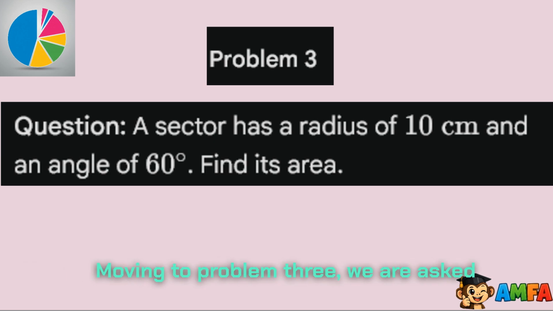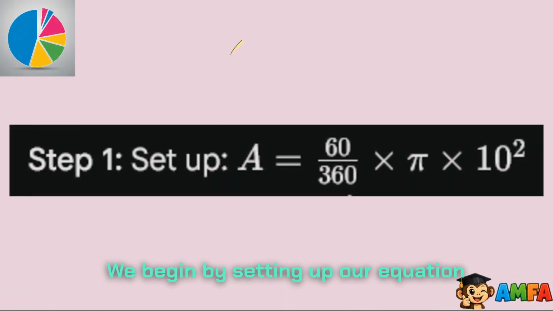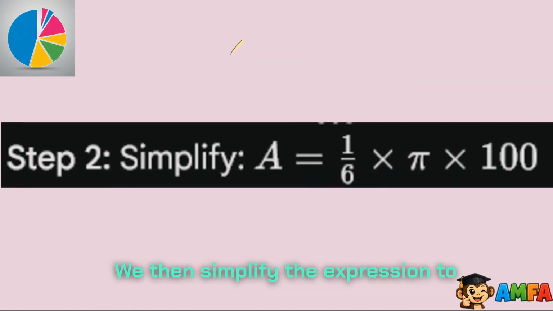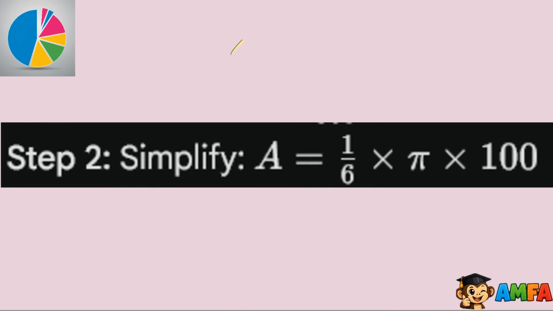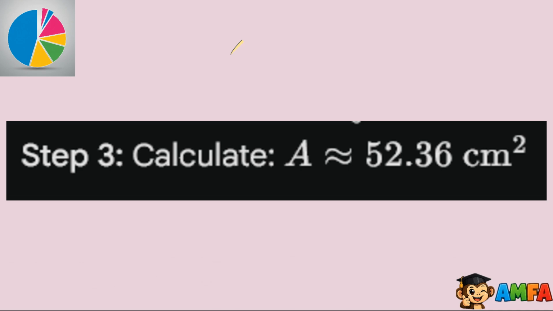Moving to problem 3, we are asked to find the area of a sector with a radius of 10 centimeters and a 60-degree angle. We begin by setting up our equation with the radius and the angle provided. We then simplify the expression to prepare for the final calculation. The calculation results in an area of approximately 52.36 square centimeters.